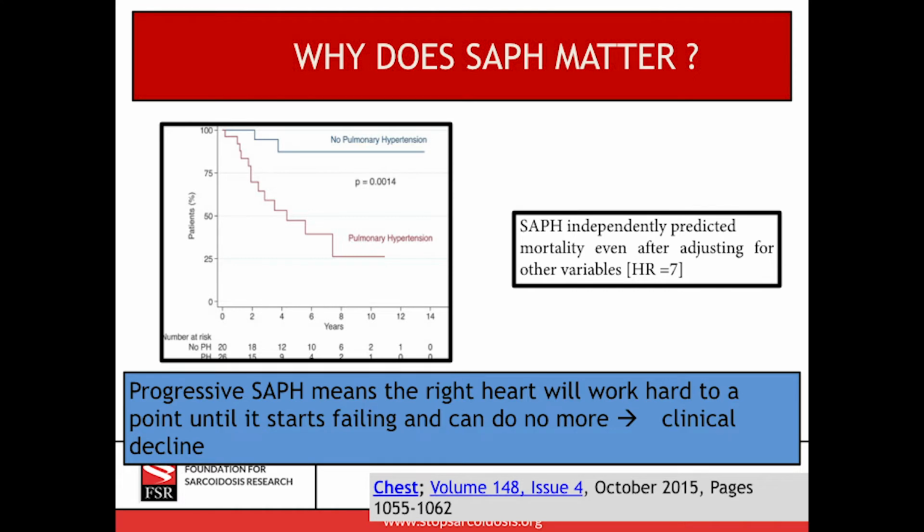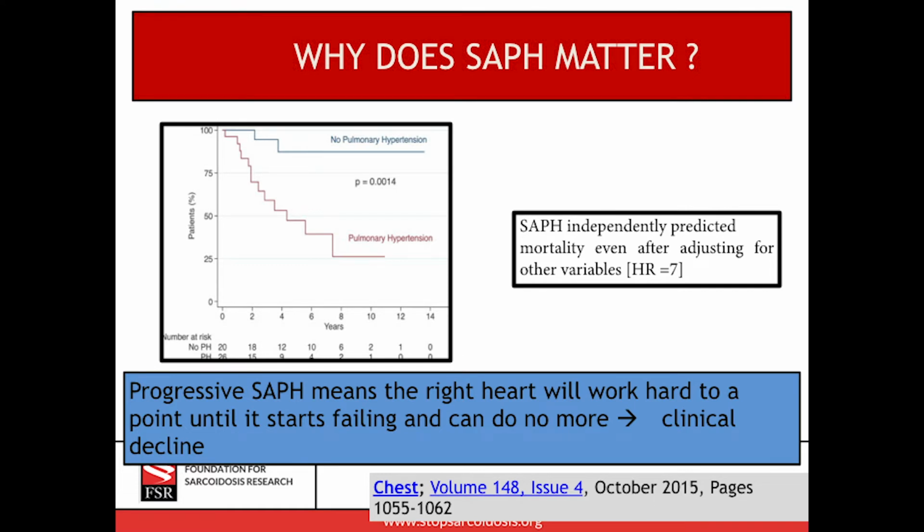So the curve down here is for people with sarcoidosis who have pulmonary hypertension. As you can see, as time goes on, the number keeps dropping, meaning people passed away. And people on the top are people with sarcoidosis, but they don't have pulmonary hypertension, and they live longer. So it does matter, and it's something that we should take seriously.